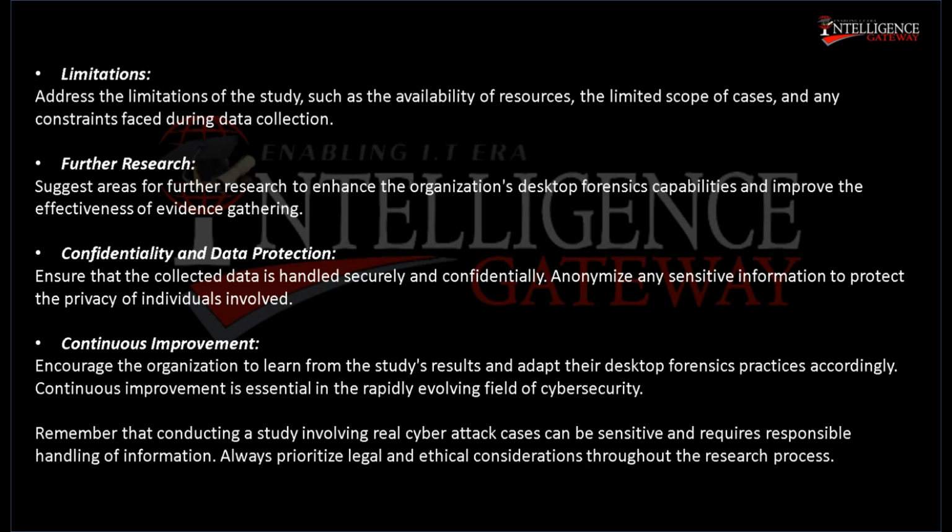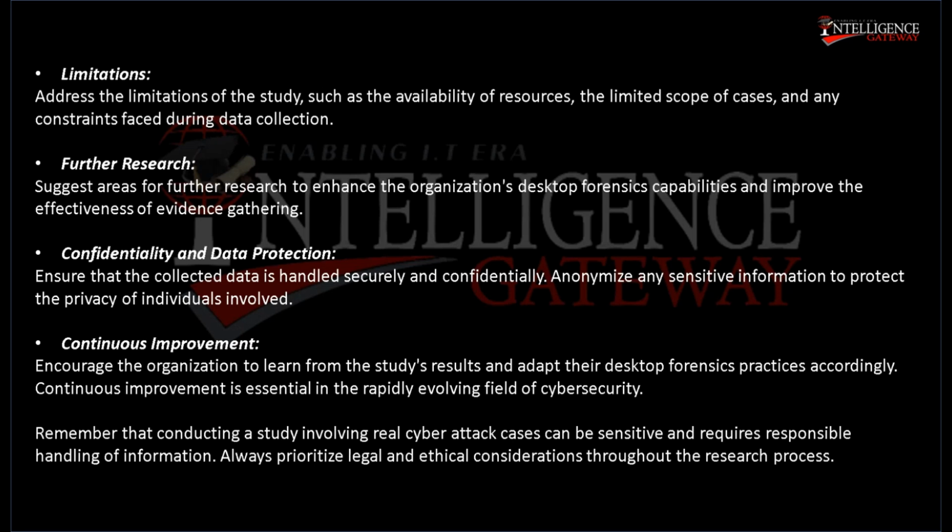Further research. Suggest areas for further research to enhance the organization's desktop forensics capabilities and improve the effectiveness of evidence gathering. Confidentiality and data protection. Ensure that the collected data is handled securely and confidentially. Anonymize any sensitive information to protect the privacy of individuals involved.